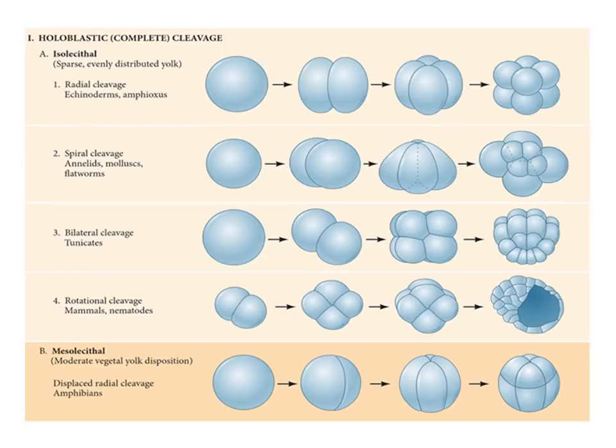Holoblastic cleavage can be classified on the basis of the distribution of yolk. First of all, we can discuss the isolecithal egg, in which the yolk is evenly distributed. Different types of organisms have different patterns of cleavage for isolecithal eggs. We can start with radial cleavage. Radial cleavage is present in echinoderms and amphioxus. In these organisms, the cleavage furrow can pass through the entire axis.